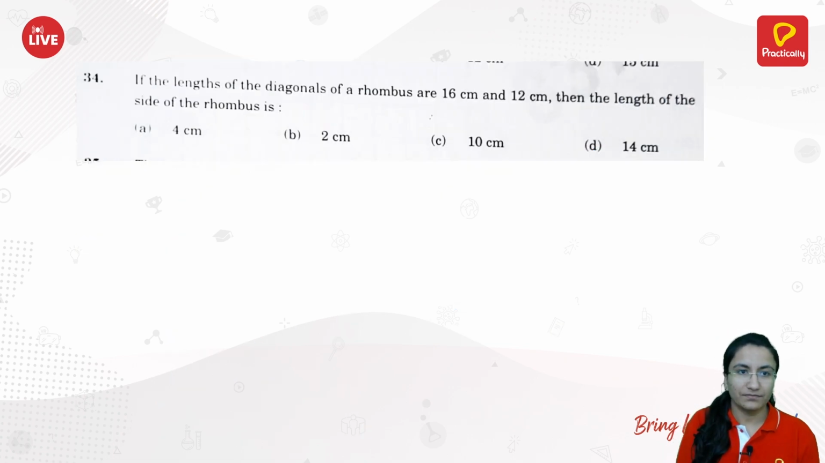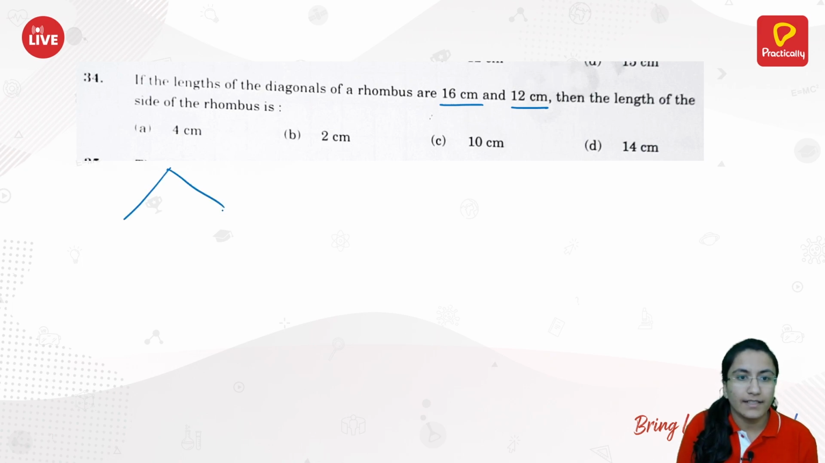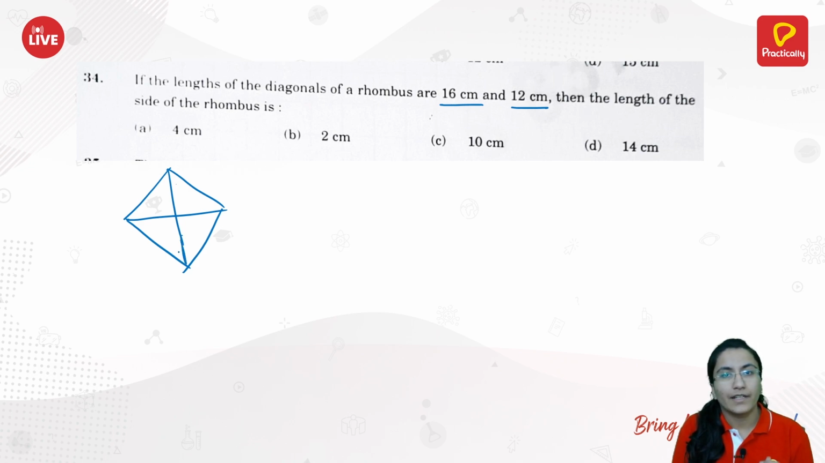Next question is, if the lengths of the diagonals of a rhombus are 16 and 12, then find the length of the side of the rhombus. These are the lengths of the diagonals of the rhombus. So let's say this is our rhombus. We just need to recall one property of the diagonals of a rhombus. Then the question is almost solved. What is that property? Diagonals of a rhombus bisect each other at 90 degrees.